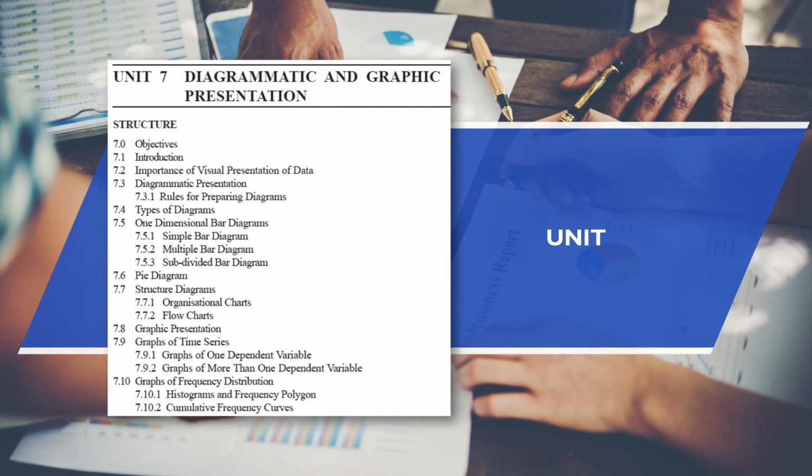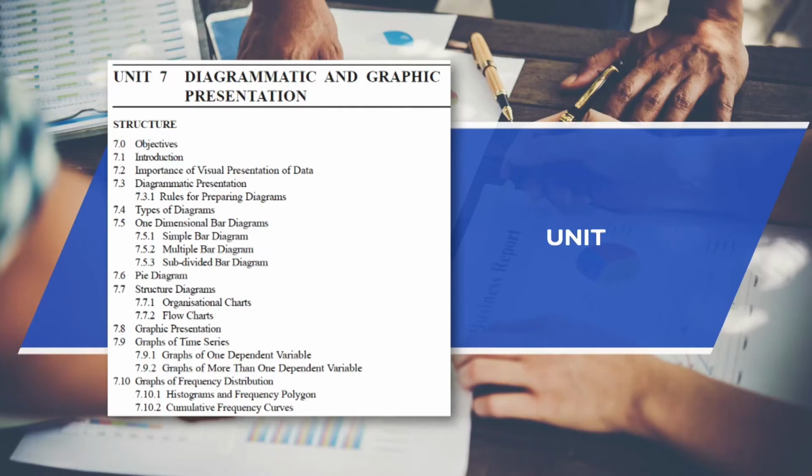So already we have talked about pie diagrams, and then structure diagrams like the organizational chart or flow chart. The example we have quoted is about organizations which have a hierarchy of people starting from the top level, middle level, and lower level. How is this hierarchy depicted in a chart? So this organizational chart is very important. Then we have a flow chart.